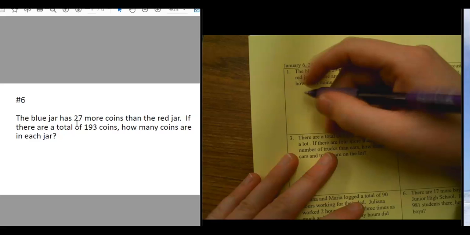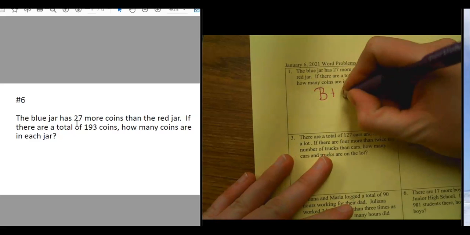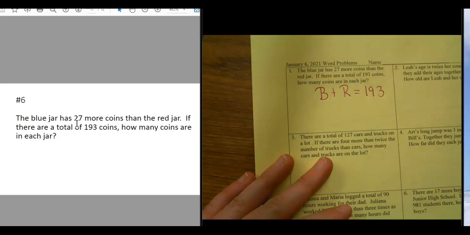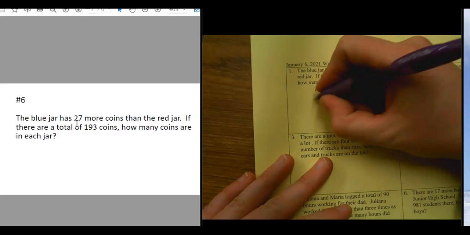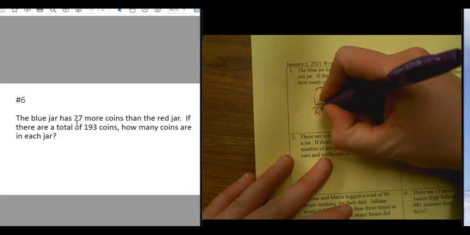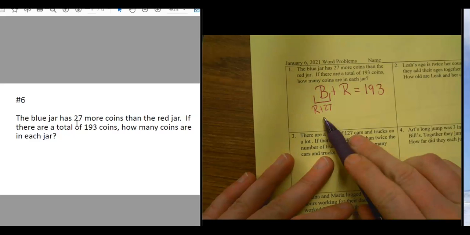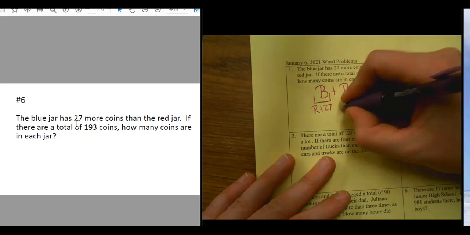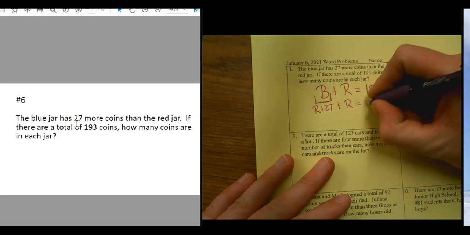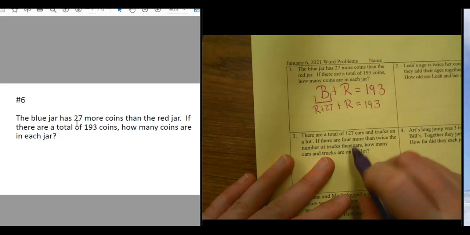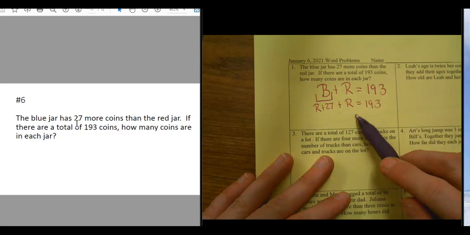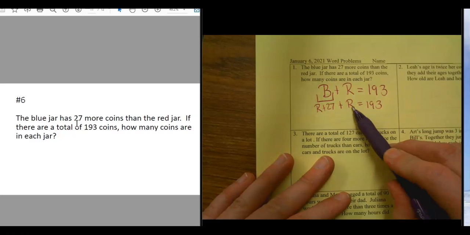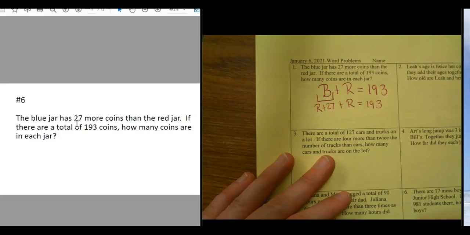So to start off, we know we've got a blue jar and a red jar, and it has a total of 193 coins. The blue jar has 27 more than the red. So our blue jar is the red plus 27. You'll notice there's an extra R there, because the blue jar is the red plus 27, but we still have the red jar, which is just the red, for a total of 193. That's my equation set up. Why are there two R's? Because this R is the red plus the 27, which is the blue jar. This R is the red jar.